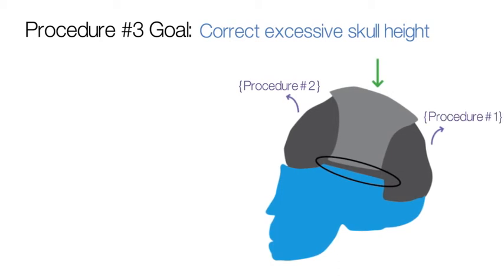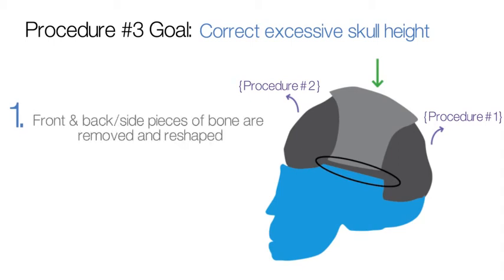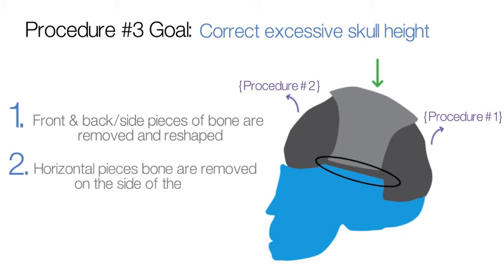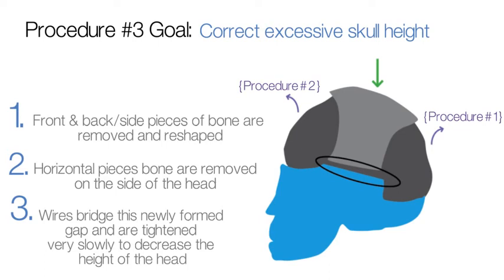After the front and back pieces of bone have been removed and reshaped, as shown in procedures 1 and 2, the horizontal pieces of bone are removed on both sides of the head. This is shown by the circled area. Wires will bridge the gap between this newly formed blank space in the bone, and the wires will be tightened very slowly and gently, therefore reducing the height of the skull.